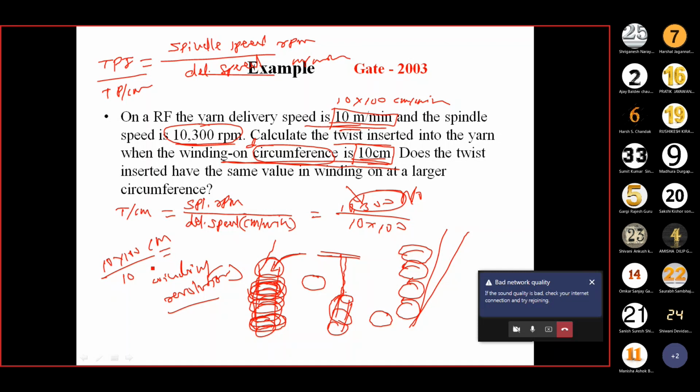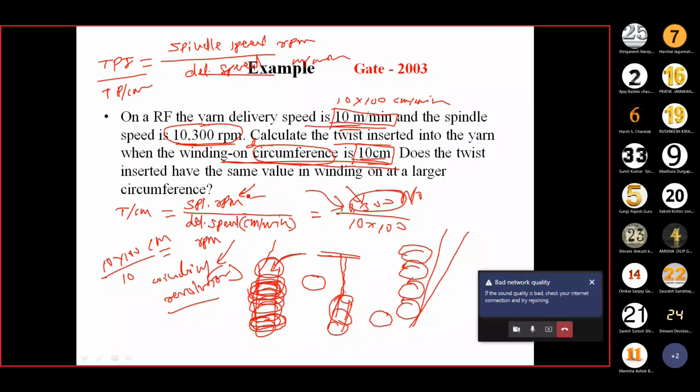Whatever value comes, that value is nothing but the RPM required for winding on revolution. So here, instead of taking 10,300, first of all we will find out the winding on revolution, and then we'll deduct this winding on revolution from the spindle RPM. Then we'll get the actual RPM required to insert the twist.